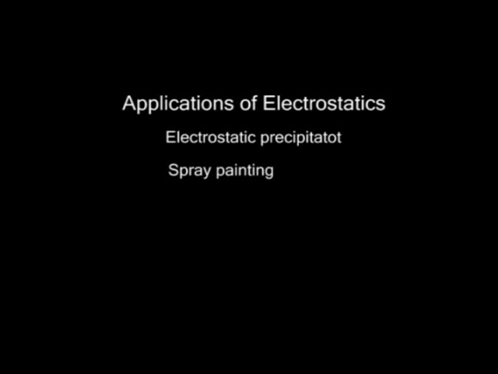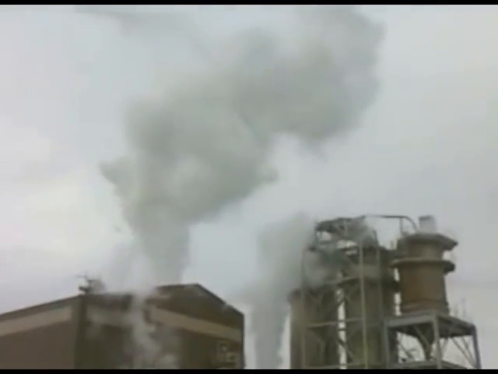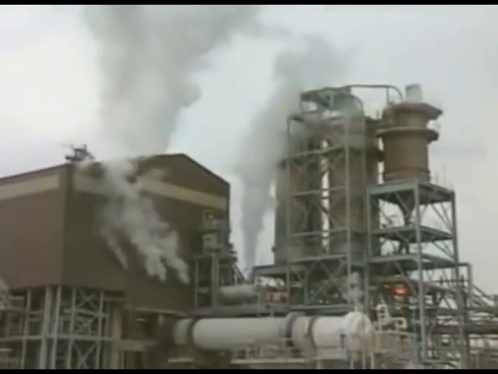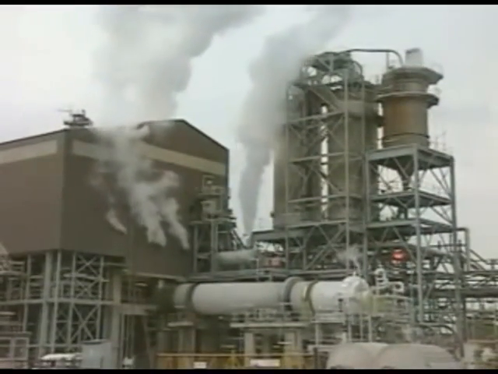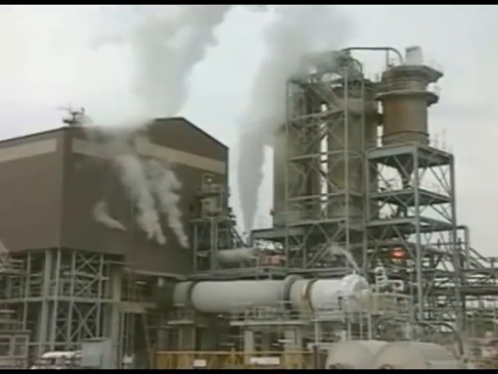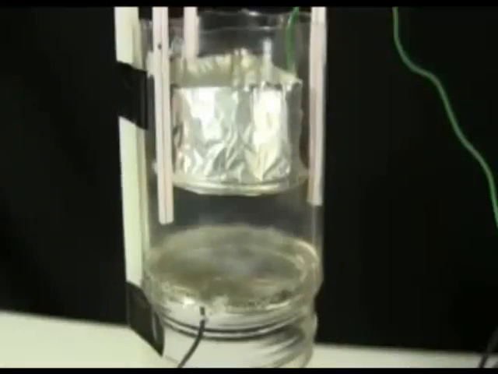Now, some of the applications of electrostatics include electrostatic precipitators and spray painting. Now let's look at the electrostatic precipitator. Air pollution has become a serious environmental problem globally, especially due to heavy industrialization. In an attempt to reduce the pollutants, some industries have installed electrostatic precipitators.